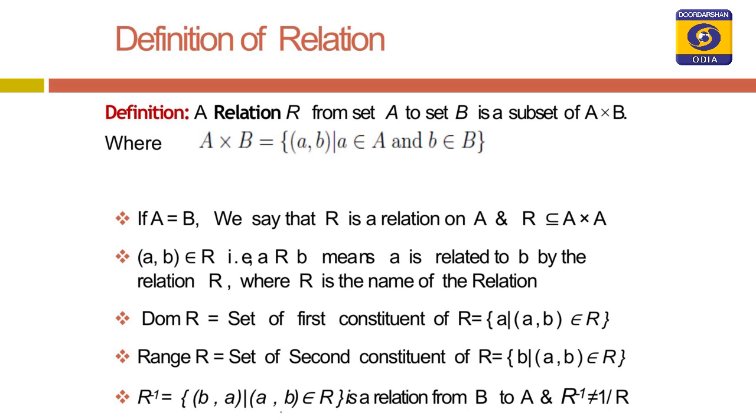If the relation name is F, it will be (a, b) belongs to F, and domain of R is the set of all first constituents of the relation, that is a. Range of R is the set of all second constituents of R, that is the set of b. R inverse is the set of all ordered pairs (b, a) such that (a, b) belongs to R. R inverse is the inverse relation from B to A. R inverse is just the notation, and R inverse is not equal to 1 by R. So, let us take an example.